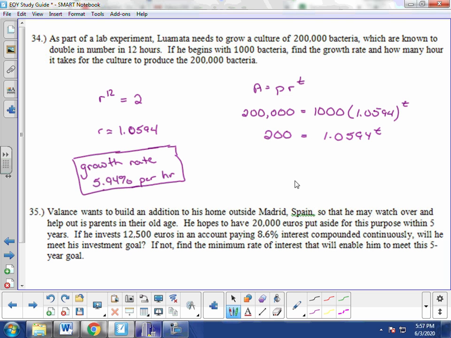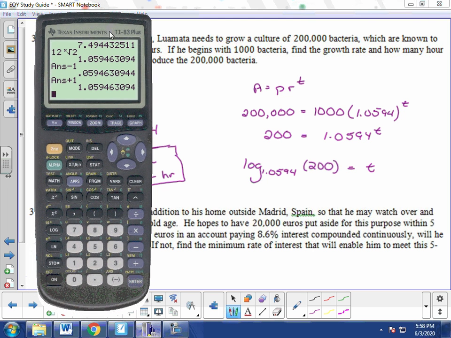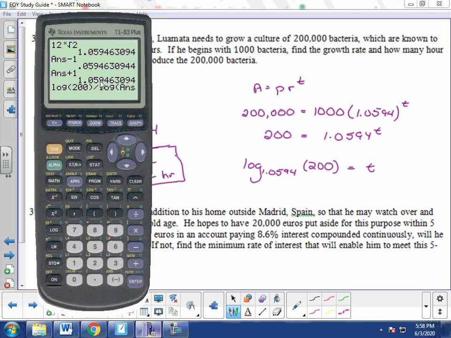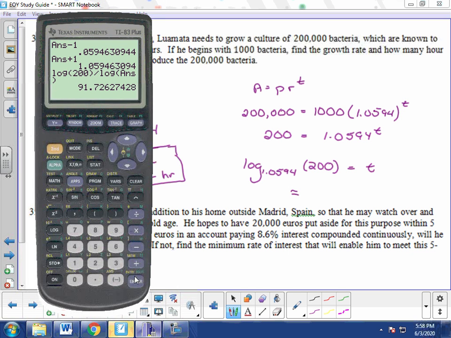Again, we're going to use logarithms here. So I'm going to take a logarithm of both sides with the base 1.0594. And that's going to get rid of the exponential equation and get t by itself. So now I can go ahead and do this calculation. I can do the logarithm using the change of base formula of log of 200 divided by the logarithm of this value that I still have in my calculator. And it's going to take approximately 91.73 hours to reach 200,000 bacteria.